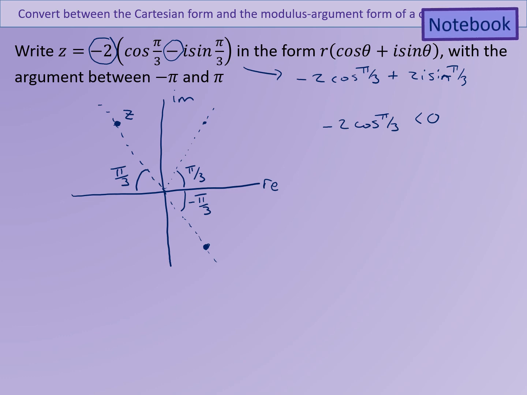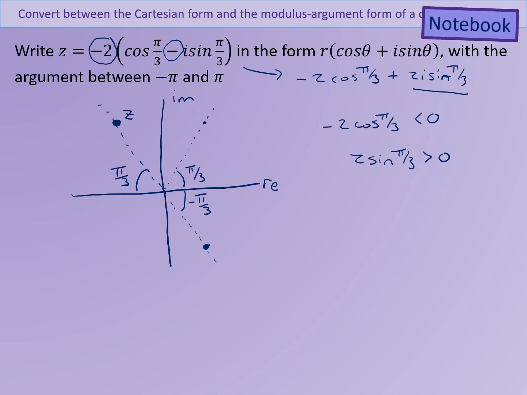Look at the imaginary part now here, 2i sine pi by 3. Well, 2 sine pi by 3, if you put that into a calculator, you're going to get a positive number. So that tells us that the imaginary part is going to be positive. So the top left quadrant fits both of those criteria. Real part is negative and the imaginary part is positive. So that is the place where z actually is once we've taken into account those stray negative signs there.